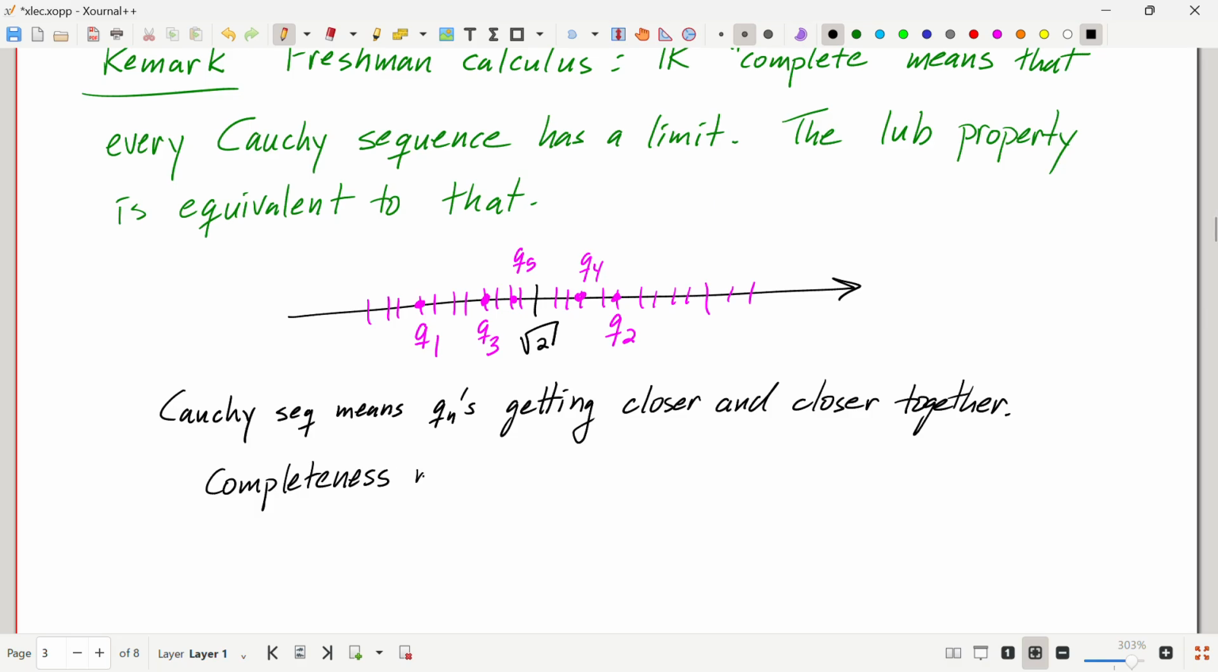Completeness means the Q's must converge to a limit. That's a very important fact from calculus, and it follows from the least upper bound property with some work. We're going to do that work later. Let's see.